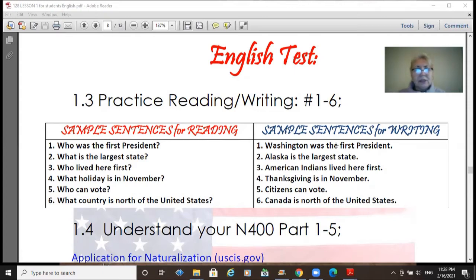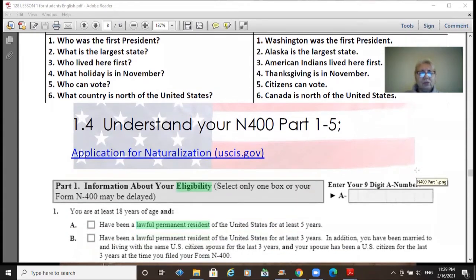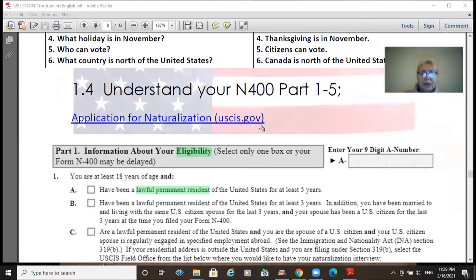So once you are done with this portion of the English test, which means you read a sentence correctly and you write a sentence correctly, the officer will start interviewing you on your Form N400. And in these lessons, we will cover part 1 through part 5 in N400, which is your application for citizenship.